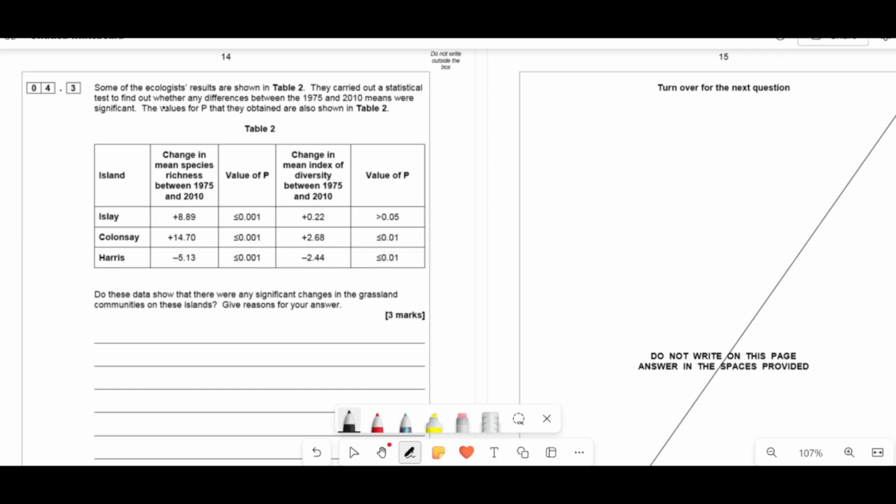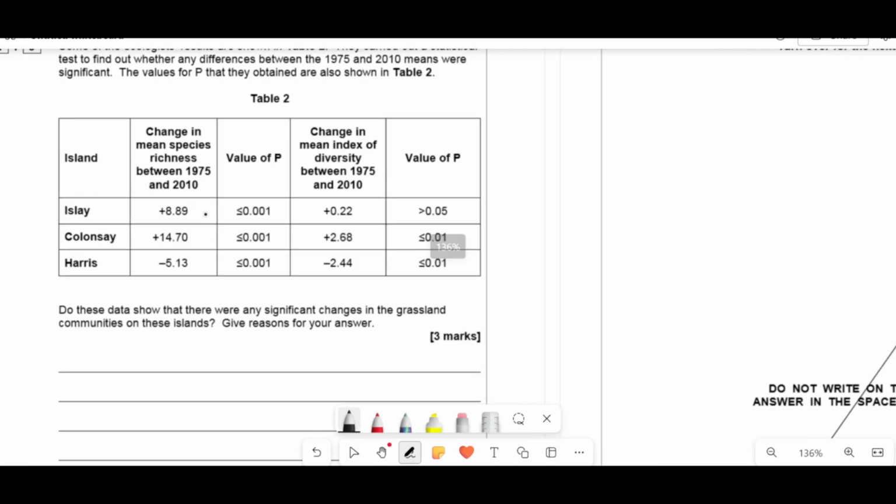Some ecologists' results are shown in Table 2. They carried out a statistical test to find out whether any differences between these means were significant. So it's literally just told you. The values for p that they obtained are also in this. Whenever you're doing the statistical test stuff, loads of people love just saying the results are significant, blah, blah, blah, and they just say a whole load of model answer memorized garbage. It doesn't work, and every time you do it, a Victorian kid is going to die.